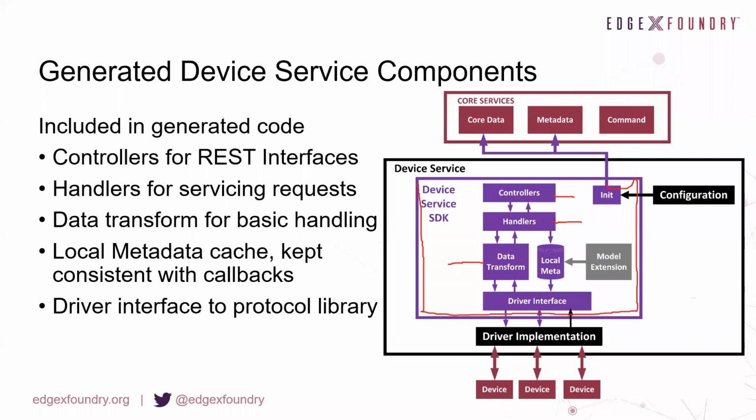We've got our data transformation layer, which handles some basic data cleanup and reformatting. We've got our local cache of the metadata, so you don't have to keep running back to metadata every time you make a call. And that's kept consistent with our callbacks mechanism from metadata. And then we've got our stubbing out for our driver interface that you're going to layer your protocol library, which shown here is the driver implementation, underneath.